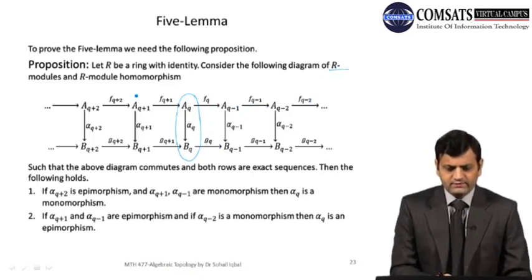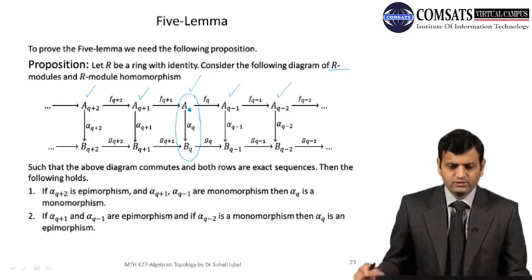If alpha q plus 1 and alpha q minus 1 are monomorphisms, and alpha q plus 2 is an epimorphism, then alpha q is a monomorphism. And similarly, concentrating once again on this middle column, if alpha q plus 1 and alpha q minus 1 are epimorphisms, and alpha q minus 2 is a monomorphism, then alpha q is an epimorphism. So let's see how to prove this result.